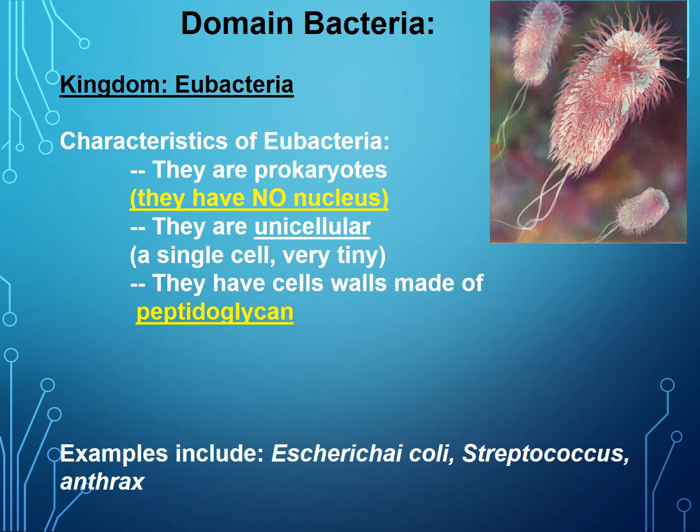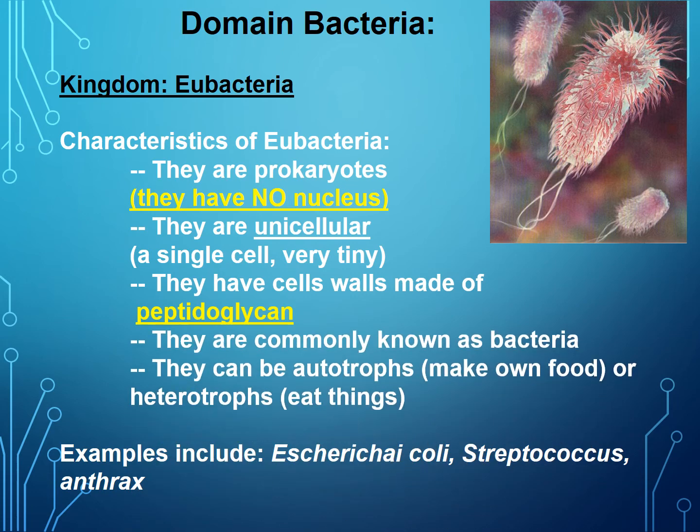Another fun thing about eubacteria is they have cell walls, and their cell walls are made of this interesting sugar. So this is a kind of sugar. It's called peptidoglycan. So that's in their cell walls. That's actually what triggers our immune system to know that they're there and that they've invaded us and that our immune system needs to start trying to protect us and make us get better. So they can be autotrophic, which of course means they're going to make their own food, or they can also be heterotrophs. So there are bacteria that can actually eat other bacteria.